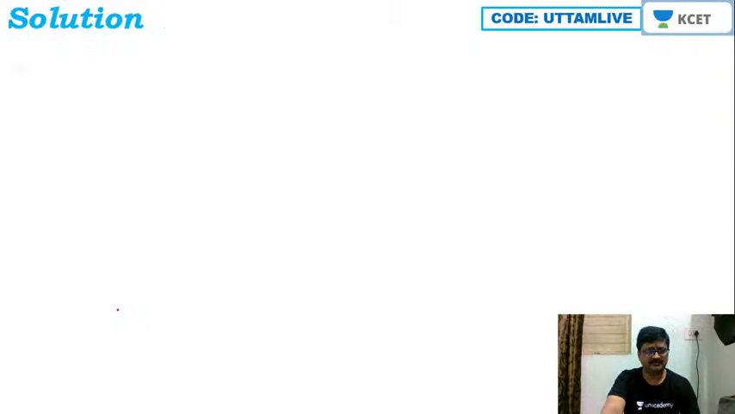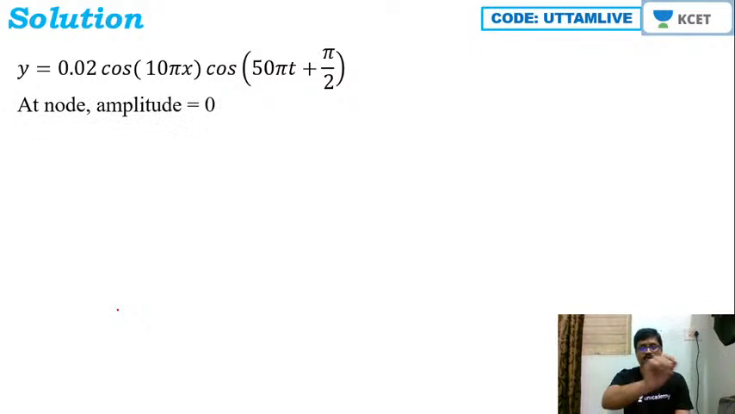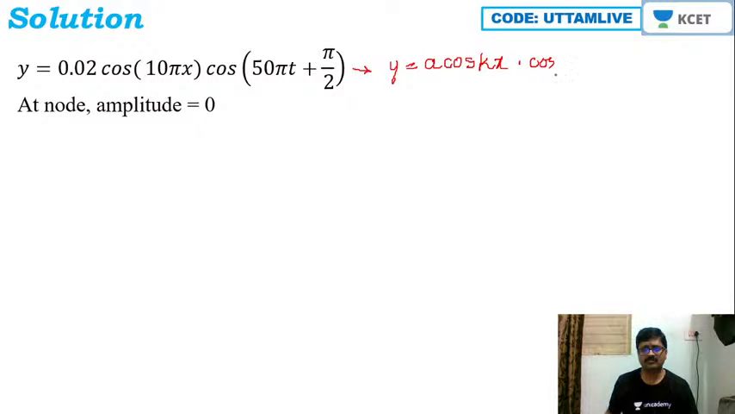Now let us check. Let me rewrite the given equation as y is equal to 0.02 into cos of 10 pi x into cos of (50 pi t plus pi by 2). Right. Now remember this given equation is a stationary wave equation. Stationary wave equation is usually written like this, no? y is equal to a cos kx into cos of (omega t plus phi). Now this is of this format. So this is a stationary wave equation, and we should remember that a stationary wave will have nodes and antinodes.